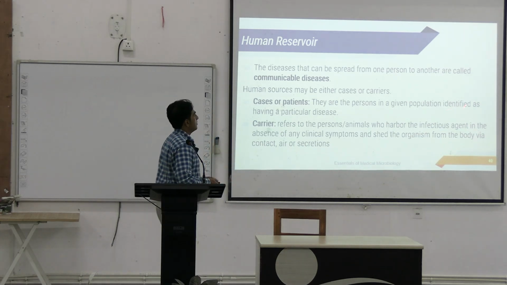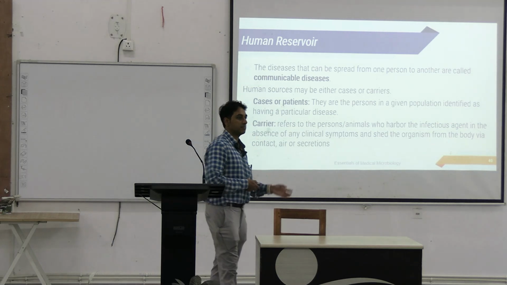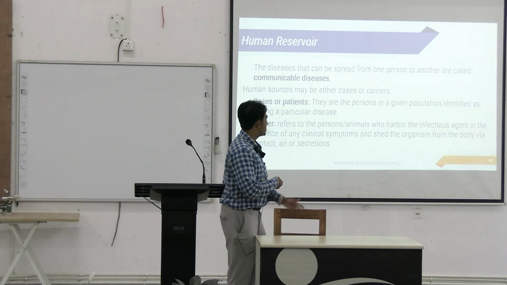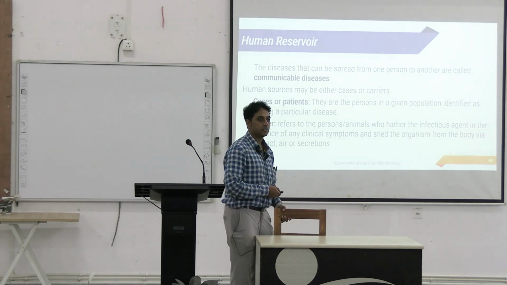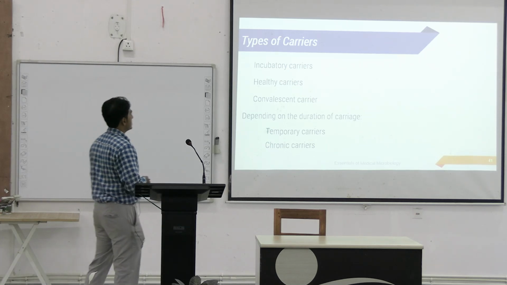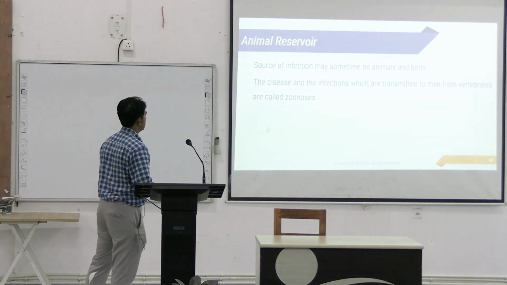Case হচ্ছে পপুলেশন, তাদের মধ্যে রিজার্ভার, কিন্তু তাদের মধ্যে ডিজিজ রয়েছে, পার্সনস গুলো ডিজিজ। আর শুধুমাত্র কেরিয়ার হলো তাদের মধ্যে কোনো ক্লিনিক্যাল সিমটমস নেই, শুধু কেরিয়ার হিসেবে ওই ইনফেকশাস এজেন্ট গুলো থেকে যাচ্ছে। Types of carriers: incubatory carriers, healthy carriers and convalescent carriers, and depending on the duration, temporary or chronic carriers.